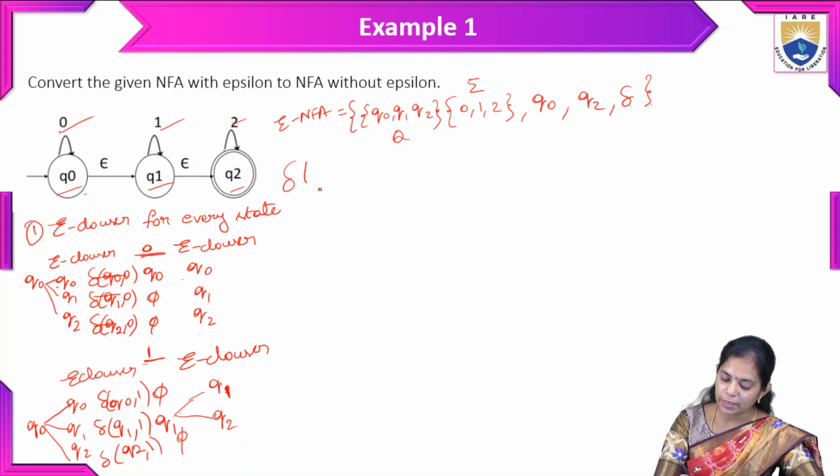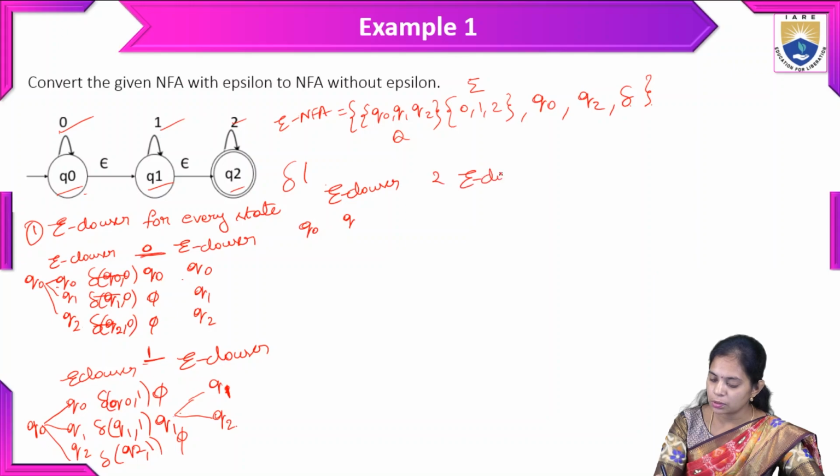And now we will find the epsilon closure for Q naught with the 2 input. So what is the epsilon closure of Q naught? Q naught, Q1 and Q2. And what is the result for the transition of Q naught with the input 2? Q naught with 2, there is nothing.